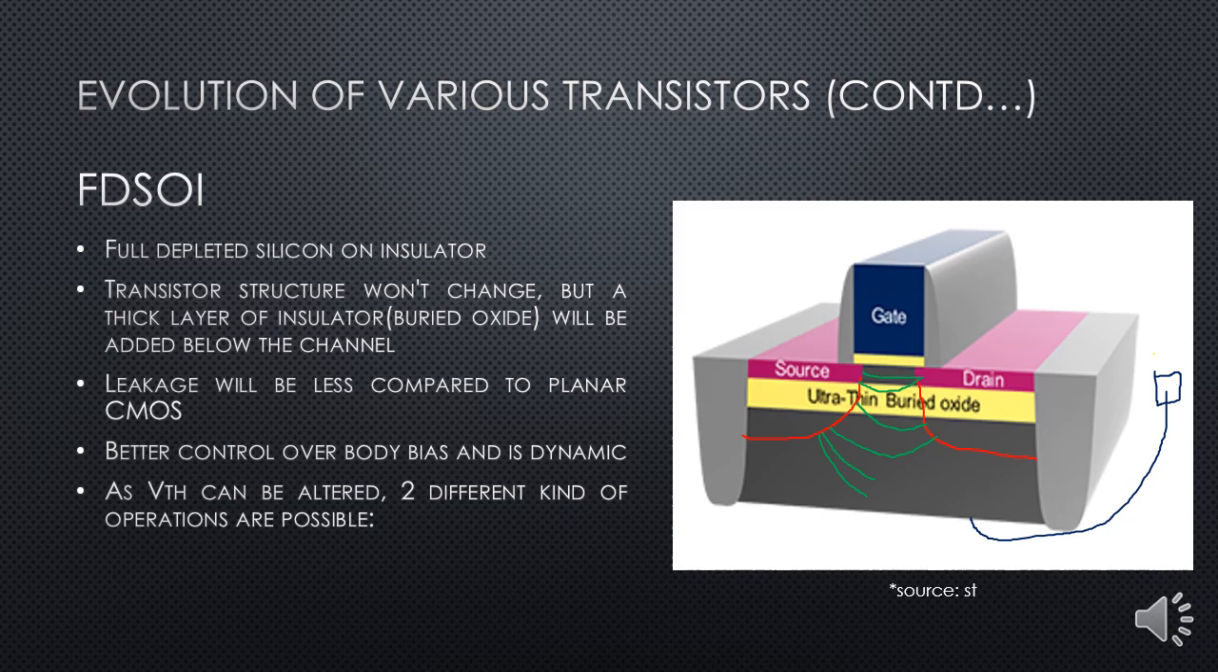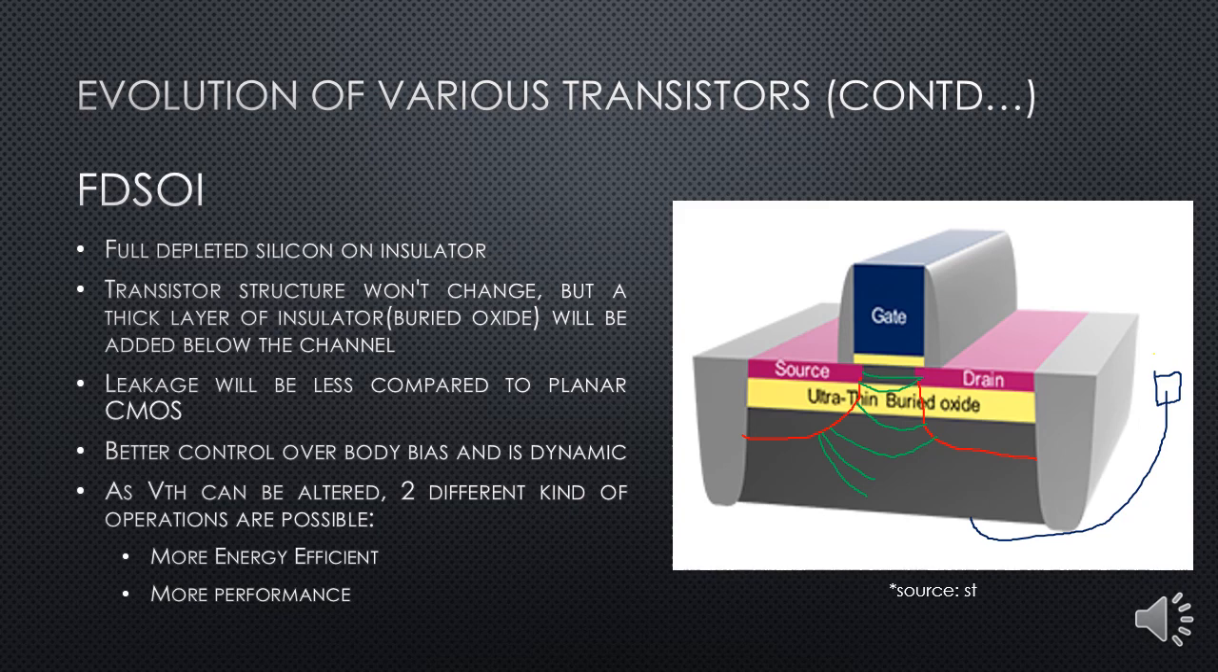before this, how can the VTH be altered? The voltage is the potential difference between two different plates. Here, these two are acting as plates. You have the body bias applied over here, and so the VTH can be altered. So what are the two different kinds of operation possible? One being more energy efficient and the other being more performance. Based upon the threshold voltage we have, if it is high, one kind of operation, and if it is low, the other kind of operation is possible.